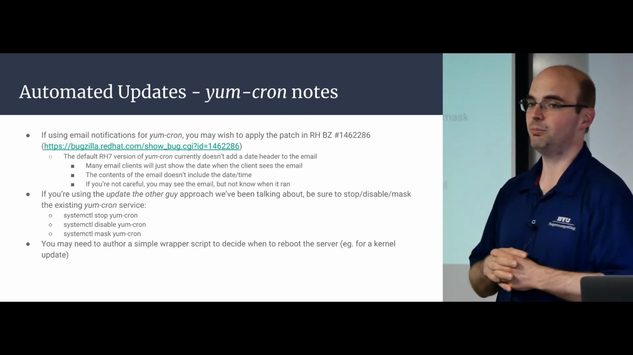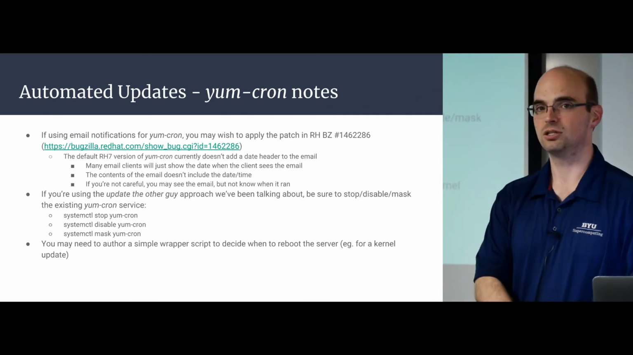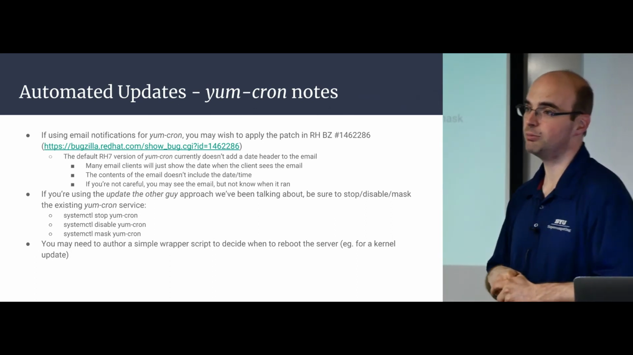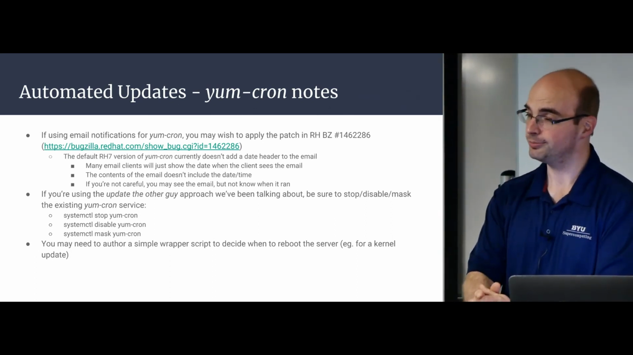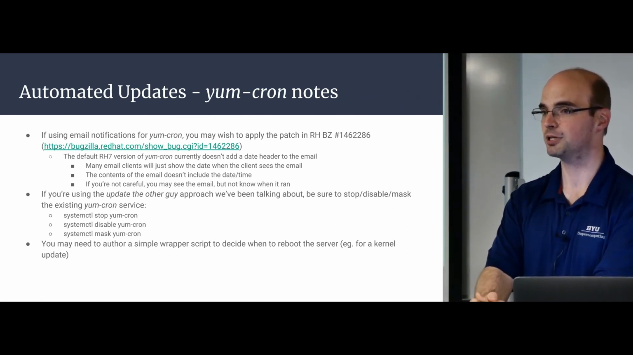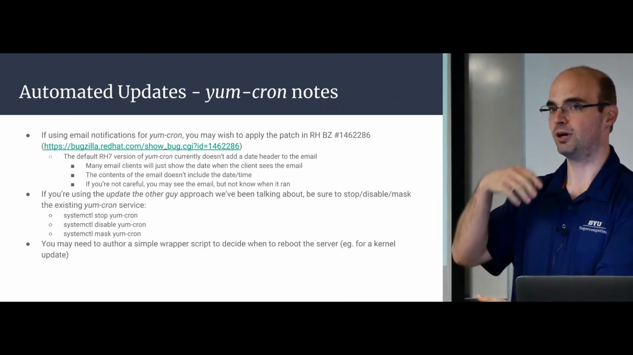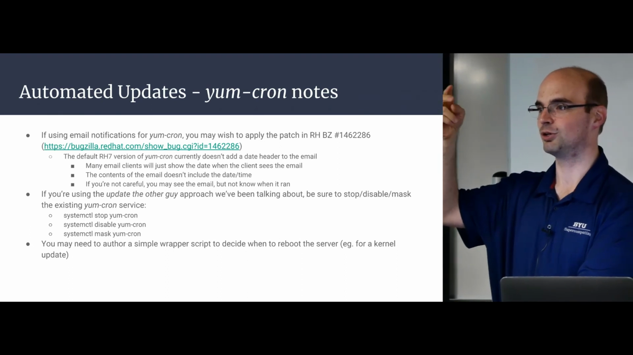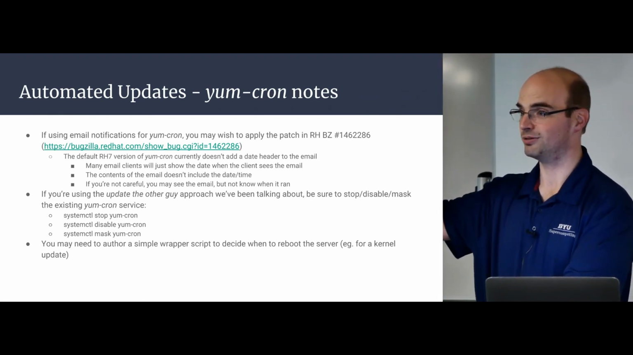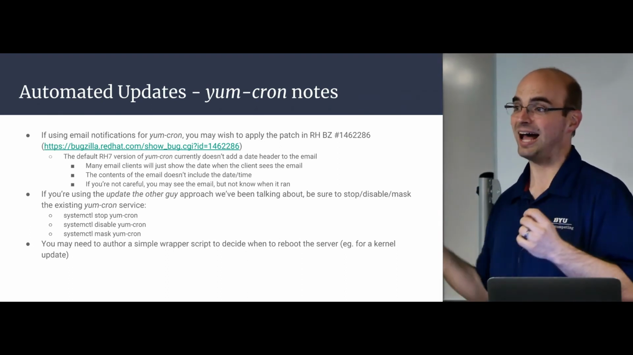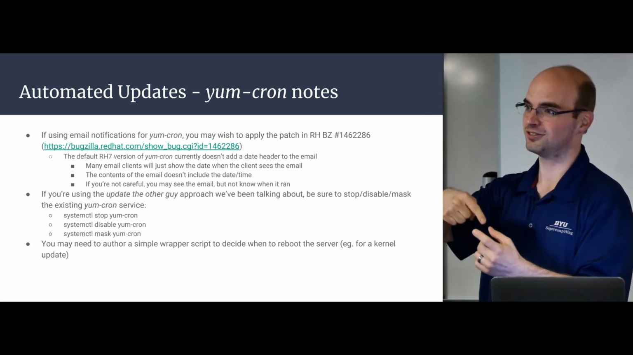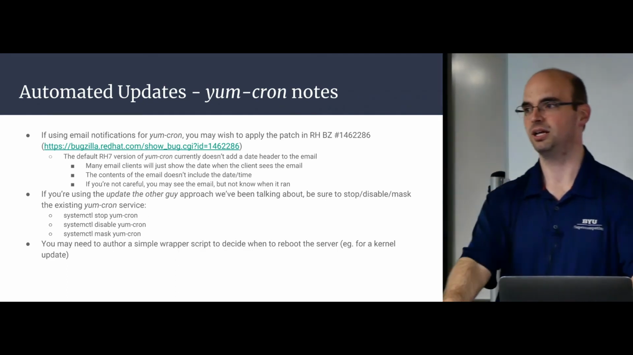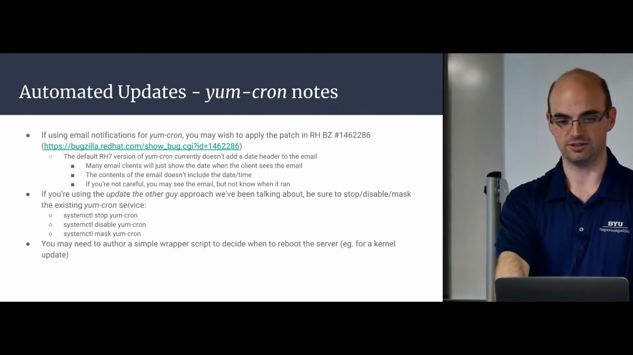Yum-cron does not have the mechanism to decide when to reboot. The most common scenario in which you would need to reboot is when there's an updated kernel. So you may have to write a simple wrapper script that runs yum-cron, then compares the current running kernel to the most recent installed kernel, and if they're different, then reboot. And that's the script that the cron from the other server calls instead of calling yum-cron directly. But it's really pretty simple. It's a few lines of bash. It's not particularly difficult.